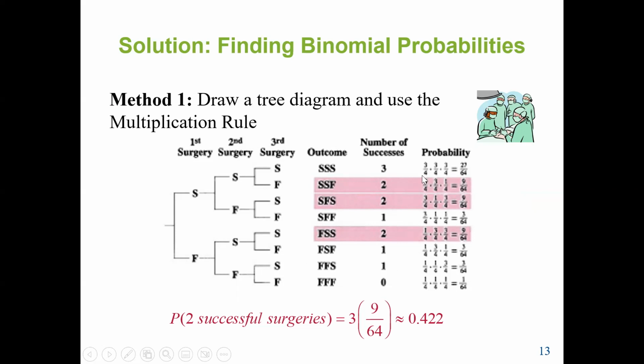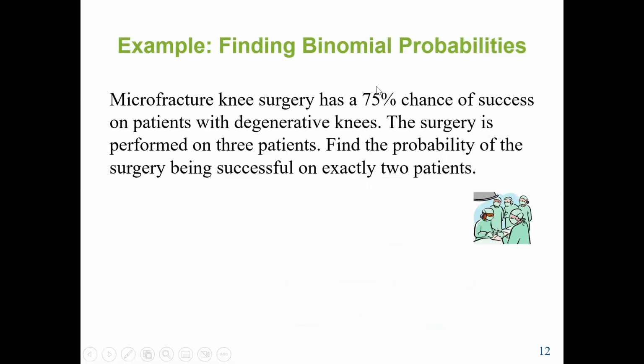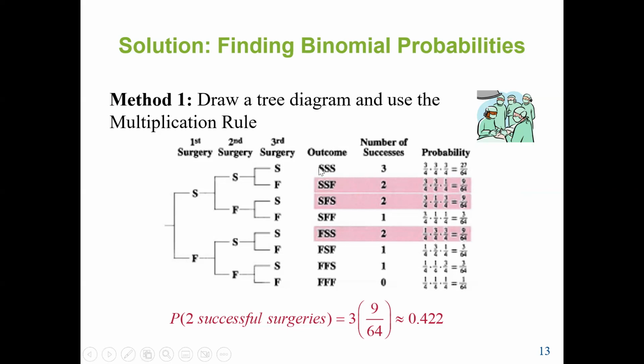Because again, let's go back to the question. Why do we have 3/4? The number of success is 75%. 75% means 3/4. So when you look here, for example, SSS, S is success, so it's 3/4, 3/4, 3/4. That's why for SSS the probability will be 27 by 64.